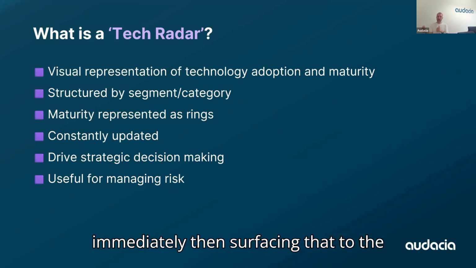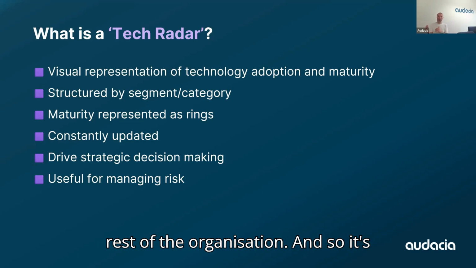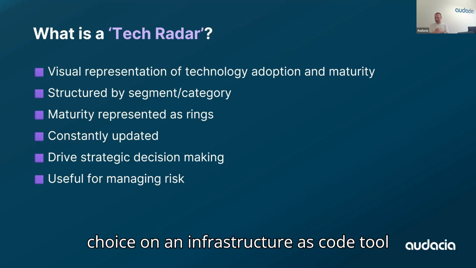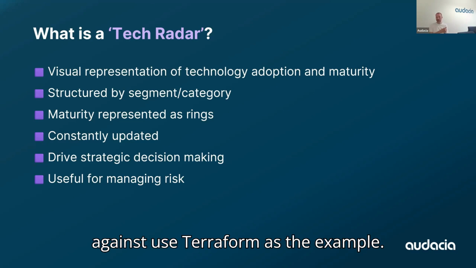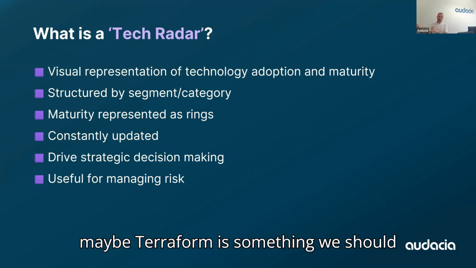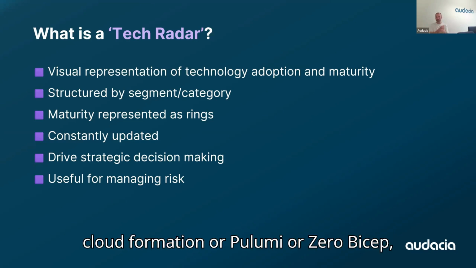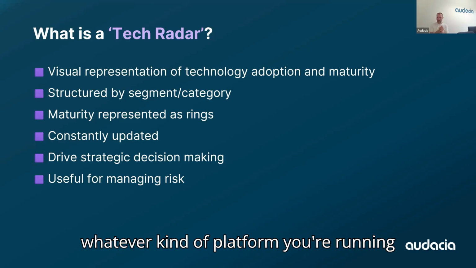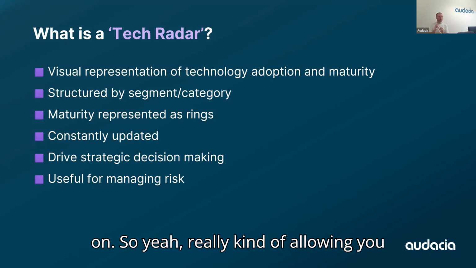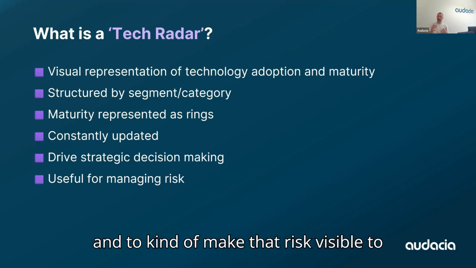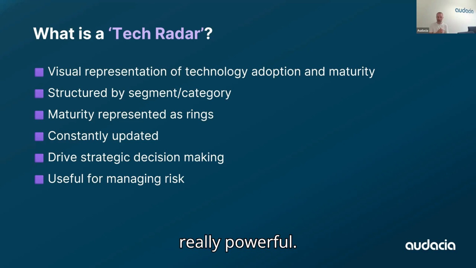You're immediately surfacing that to the rest of the organization. And so it's immediately visible to anyone making a choice on an infrastructure as code tool. Again, to use Terraform as the example. Well, maybe Terraform is something we should avoid. Maybe we should now be moving to CloudFormation or Pulumi or Azure Bicep, whatever platform you're running on. So really allowing you to surface that risk, to manage that risk, and to make that risk visible to other people in your organisation is really powerful.